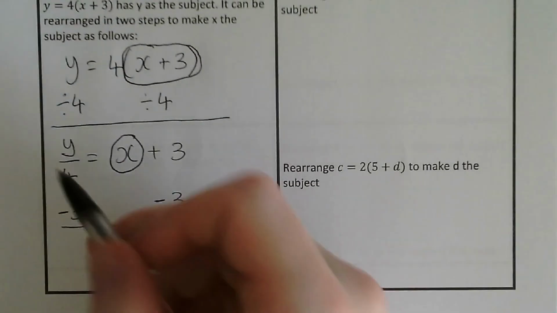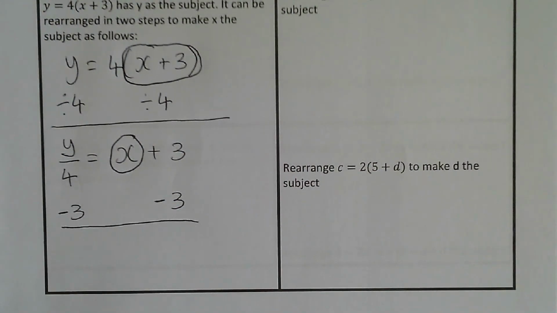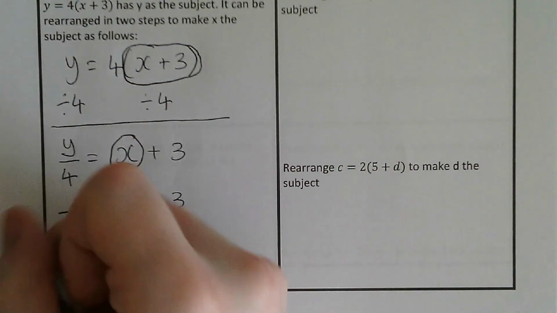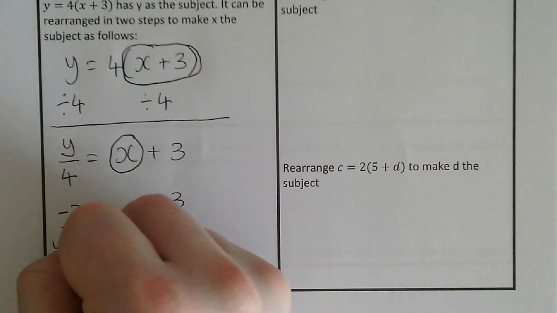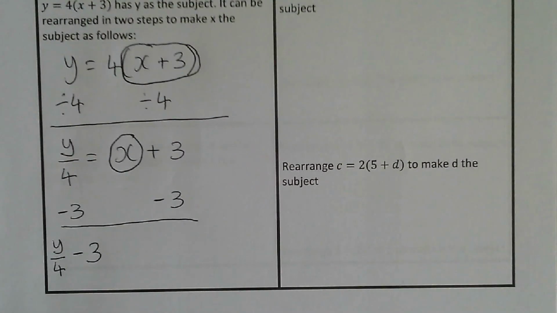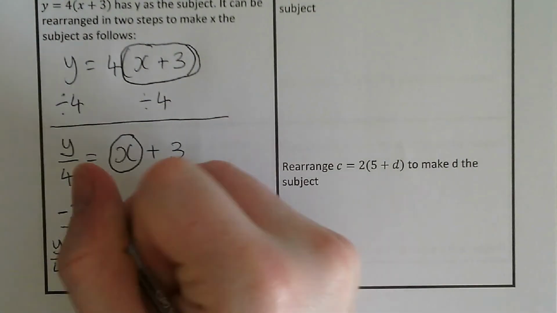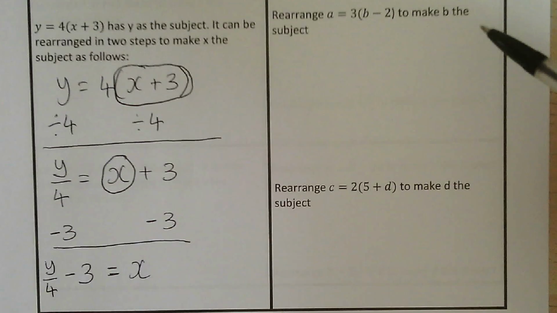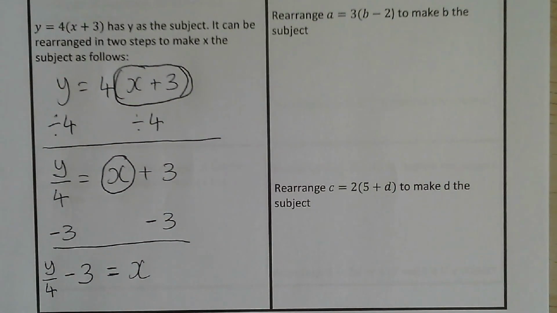Well, here we have y divided by 4, but then I've got to take away 3. Because y divided by 4 and take away 3 are not like terms, we're just going to write those two terms next to each other. So y over 4 and then a take away 3. The equal sign drops down, the x drops down, and the plus 3 take away 3 have cancelled each other out. So now x is isolated by itself, so it's the subject of the formula. Have a go at the two questions on the right hand side and then check your answers.